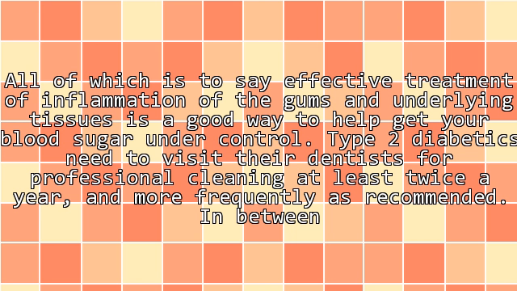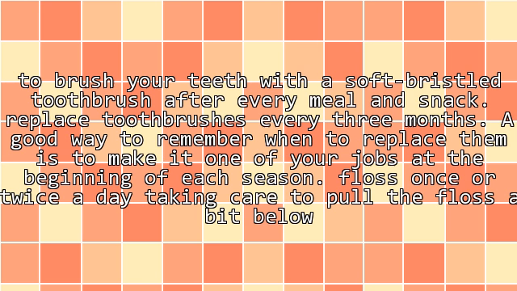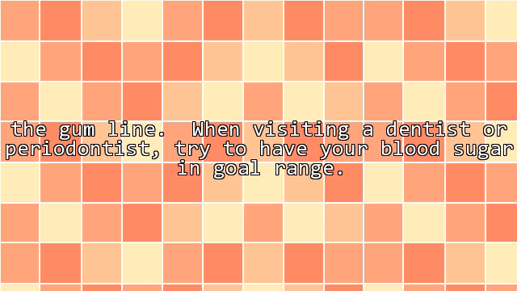Type 2 diabetics need to visit their dentists for professional cleaning at least twice a year and more frequently as recommended. In between visits, it's essential to brush your teeth with a soft bristled toothbrush after every meal and snack. Replace toothbrushes every 3 months. A good way to remember when to replace them is to make it one of your jobs at the beginning of each season. Floss once or twice a day, taking care to pull the floss a bit below the gum line. When visiting a dentist or periodontist, try to have your blood sugar in goal range.